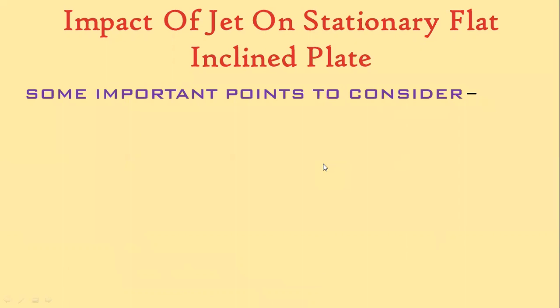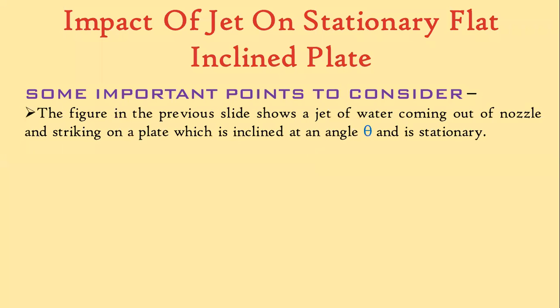Now, some important points to consider. The figure in the previous slide shows a jet of water coming out of a nozzle and striking a plate which is inclined at an angle theta and is stationary. So this jet is striking here. This is the angle theta, which is the angle of inclination of the plate, and the plate is stationary.